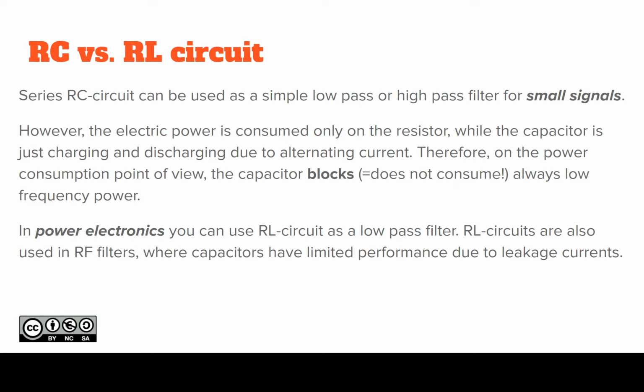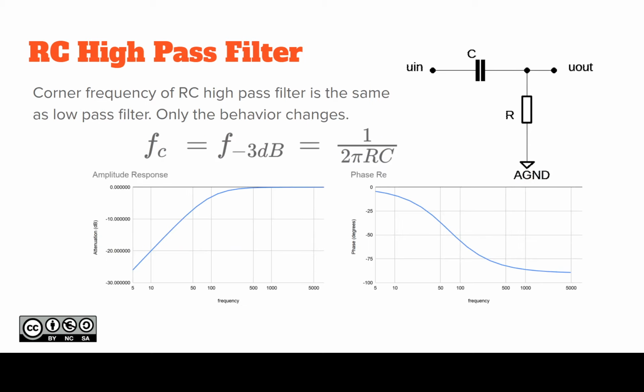Okay, so from the power consumption point of view, the capacitor always blocks low frequency current. So thinking of this, one way I think of it, this blocks lower frequency current from passing through the resistor.